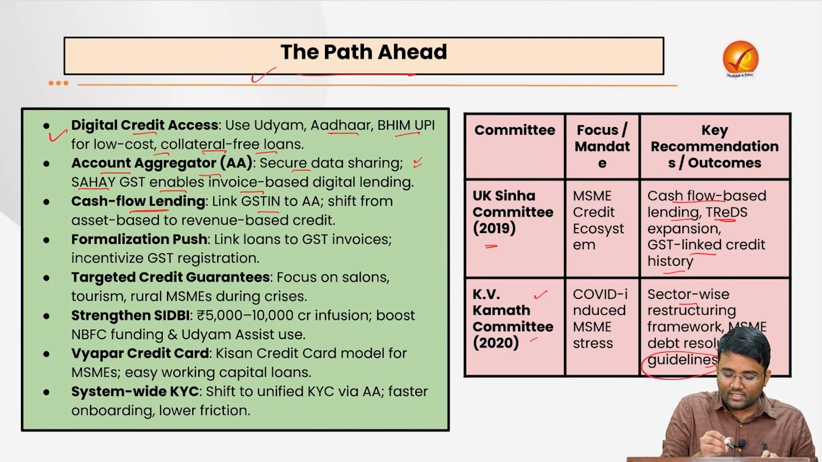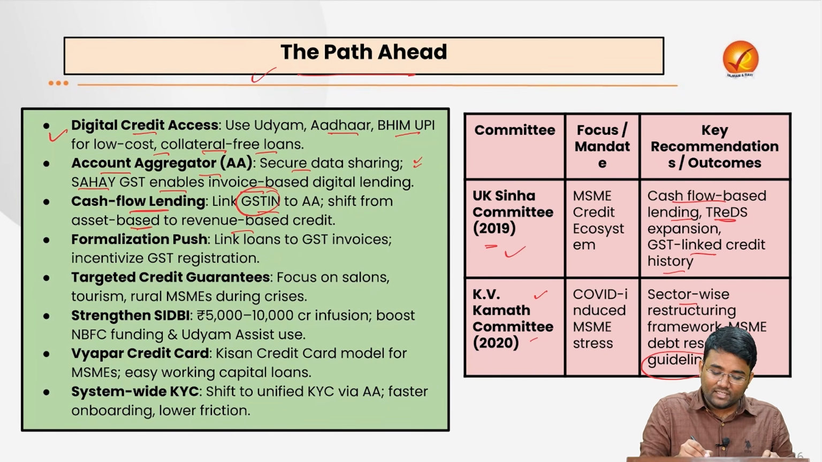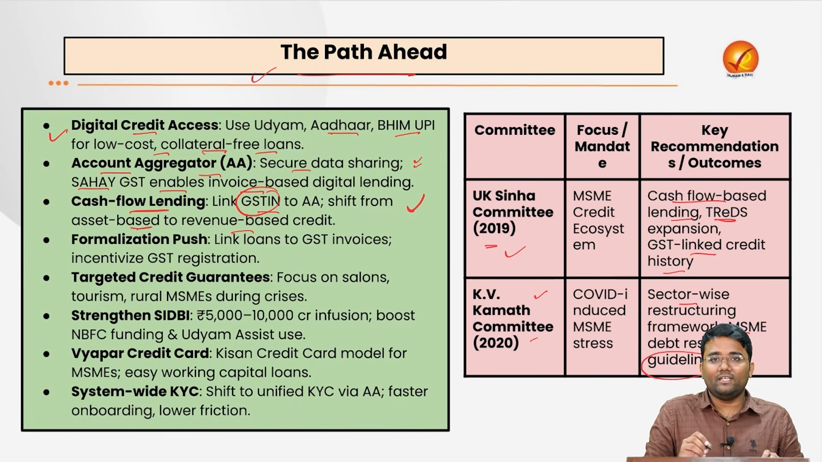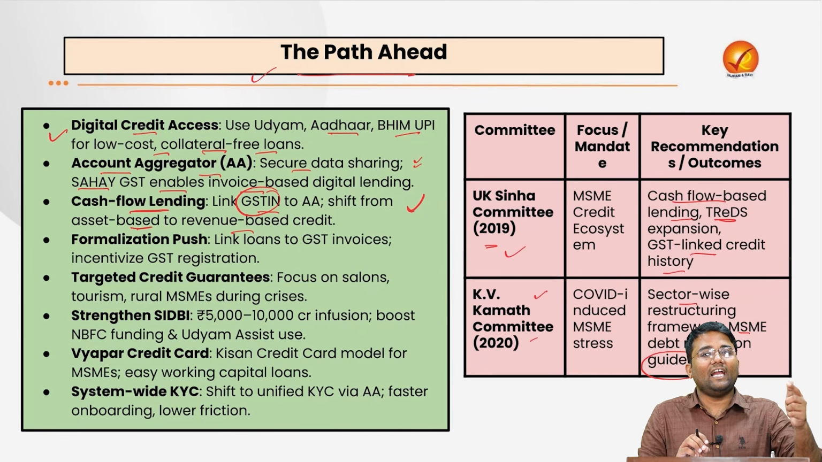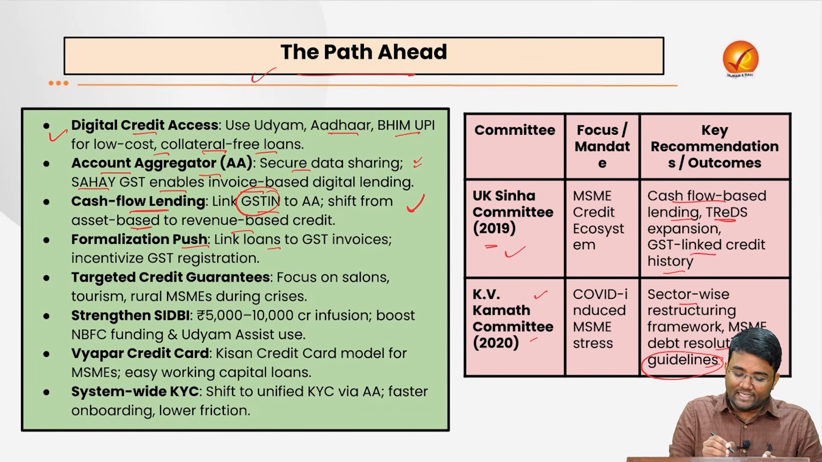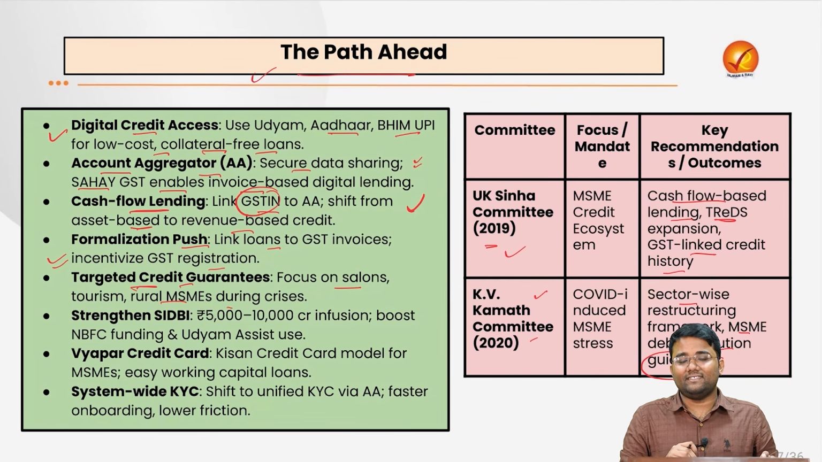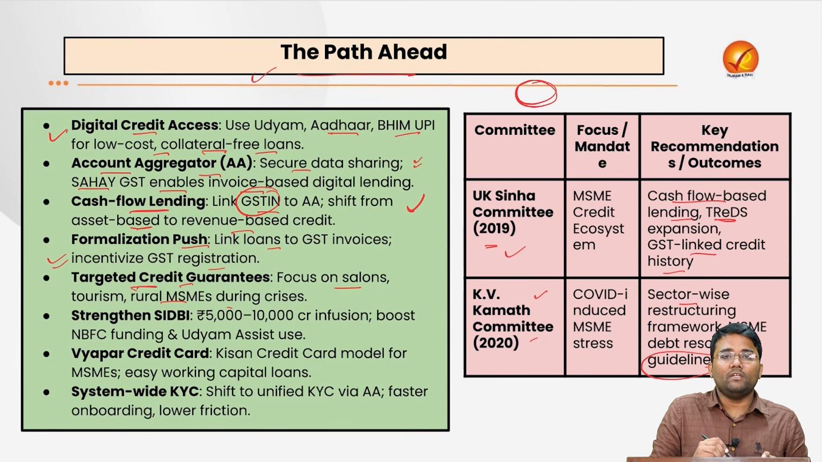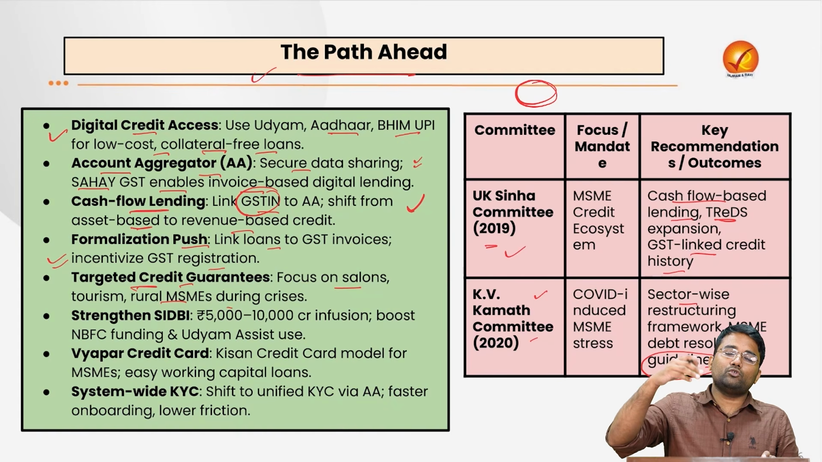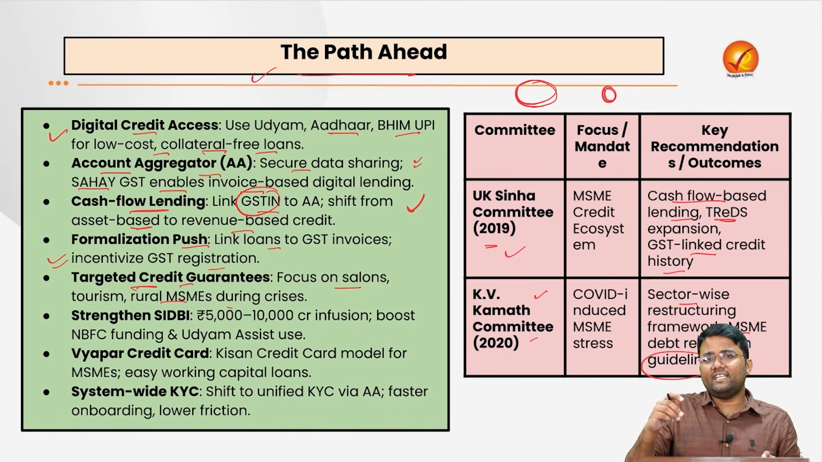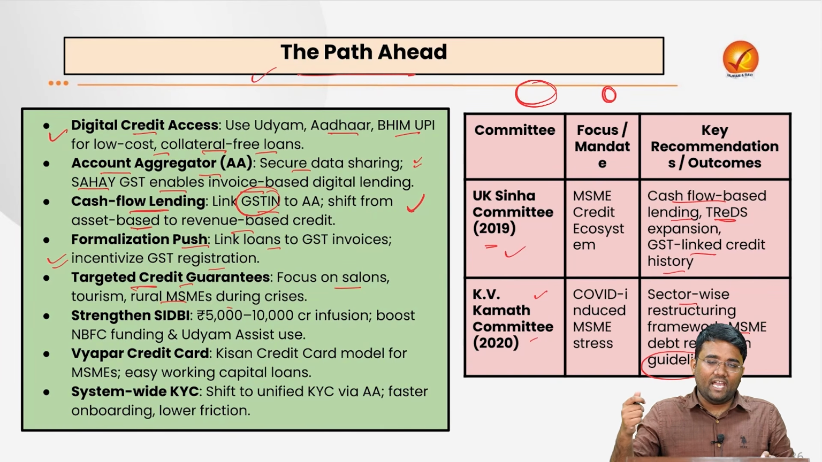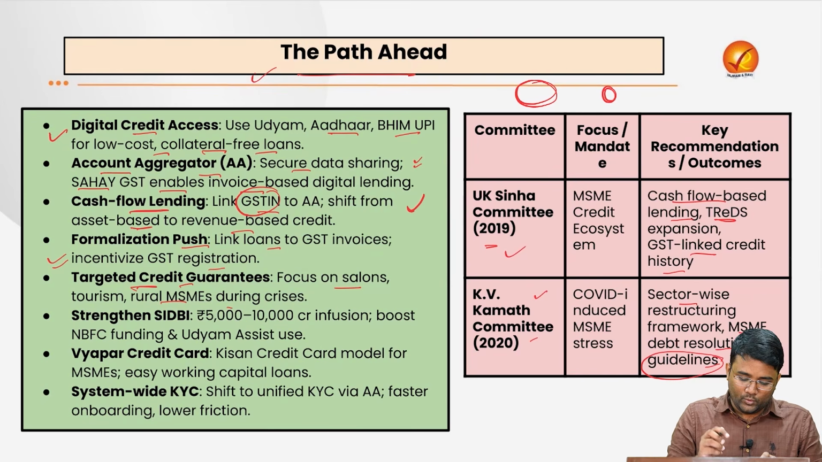Cash flow lending that links GST and data to account aggregators, a shift from asset based to revenue based credit, was again recommended by UK Sinha. That will help in ensuring that the working capital needs of those highly productive MSMEs are addressed. Formalization push: we can link loans to GST invoices, which can incentivize GST registration. We can also have targeted credit guarantees, focusing on salons, tourism, rural MSMEs during the crisis, and especially an area based approach can be followed rather than a centralized approach, a bottom-up approach. If there is a particular unit where there is a different need, for example tourism potential is much higher, then support can be provided accordingly to that particular unit. Also, strengthen SIDBI with more infusion.